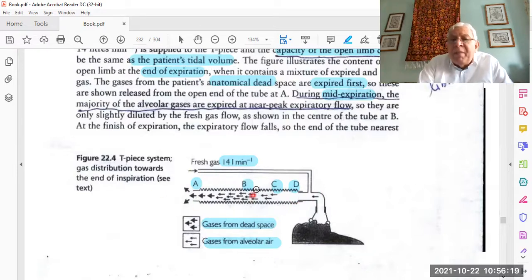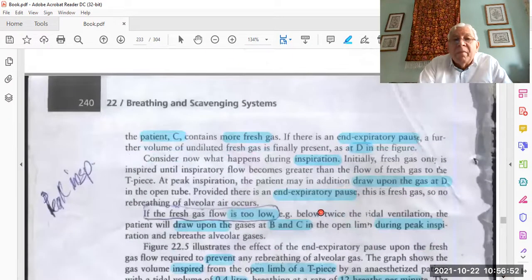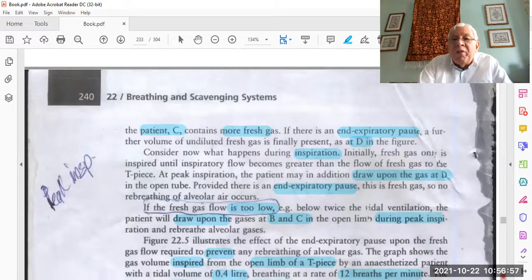So this system assures that as long as the flow is twice or two and a half times the tidal volume of the patient, the patient will not have what we call rebreathing. Otherwise, if this is not assured, he will take in the previous expiration, which is called rebreathing. All these are the systems at C and D, the positioning of the expiration.